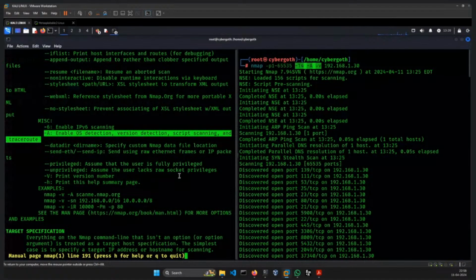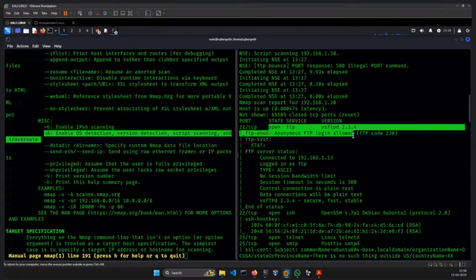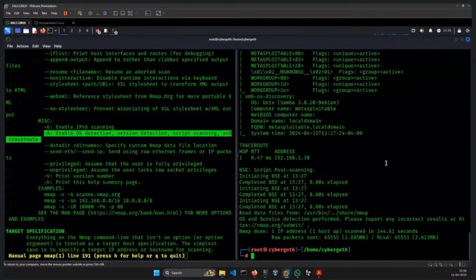Here is the breakdown of this -A. Whenever we use -A, all of these factors are covered by it alone. This is the IP address of the Metasploitable 2 machine, and it is showing FTP anonymous login allowed. Now we will get into a bit more specific scanning. This was a generic kind of scan.